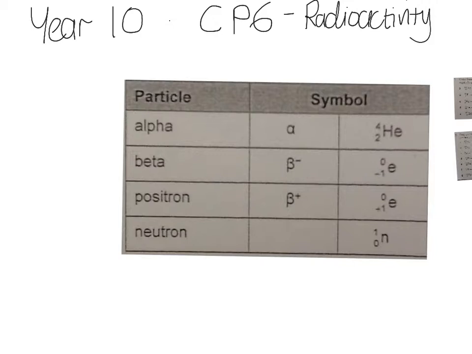Then you've got the positron. When a positron is emitted, that is a proton becoming a neutron. So the atomic number will go down by 1, but the mass number does not change. And finally, we've got the neutron. If the neutron is ejected from the nucleus, mass number goes down by 1, atomic number does not change.